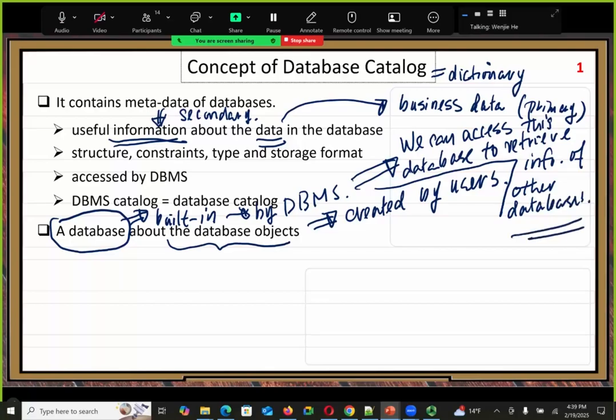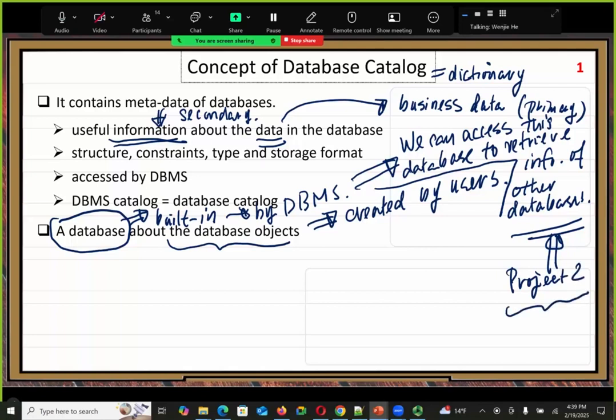Actually, in our project number 2, we will do it. We will access this top-level database to get some information about our working database. We have a working database, but how do we extract certain information from it? There is a way you can do it. So that's the catalog concept. If you understand this catalog concept, then you can see the whole picture better.